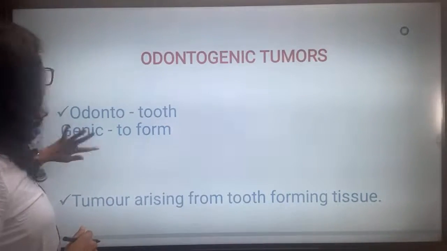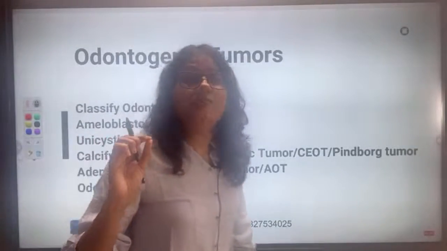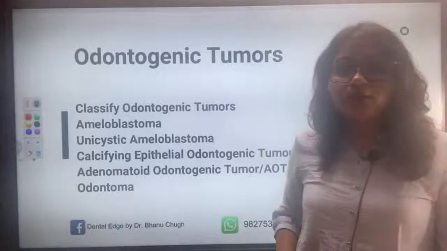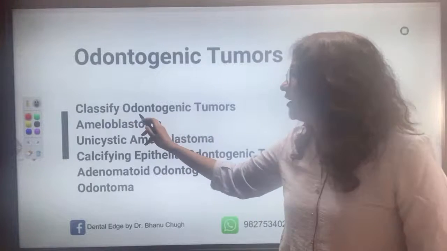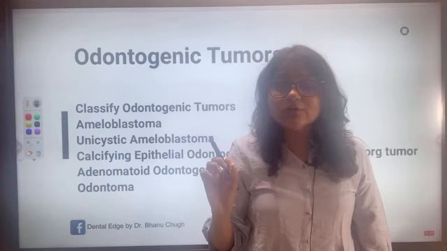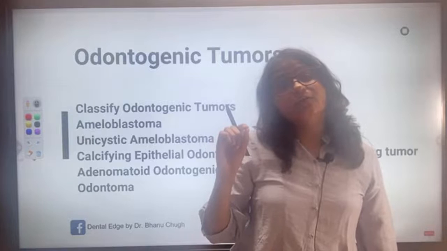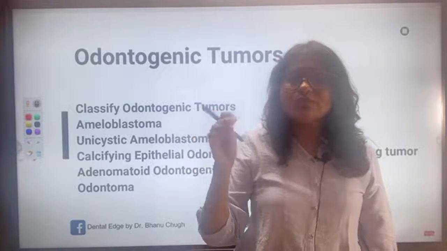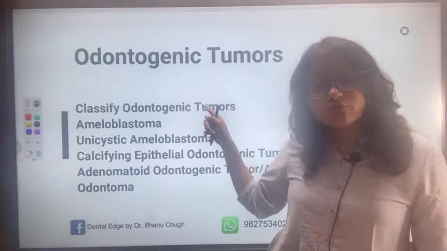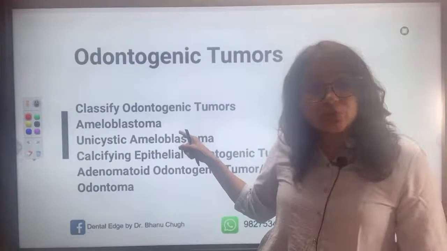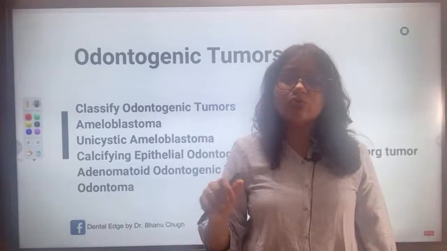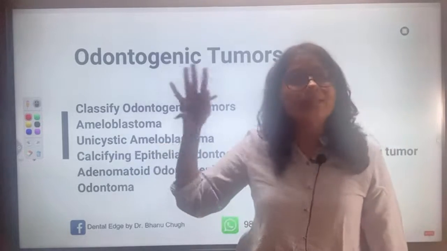Now in your exam, it is a very, very important question. What all can be asked? Number one, you can be asked to classify odontogenic tumors. Whenever there is a long question on odontogenic tumors, they will ask you to first classify odontogenic tumors and then usually any one kind of tumor. There is a question on ameloblastoma, and there can be a question on unicystic ameloblastoma. It is not very common, but these days they have started asking on unicystic ameloblastoma; they did not ask earlier.